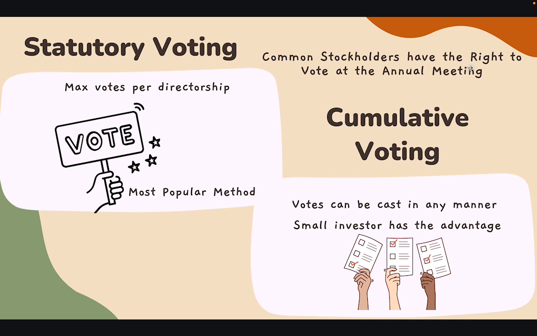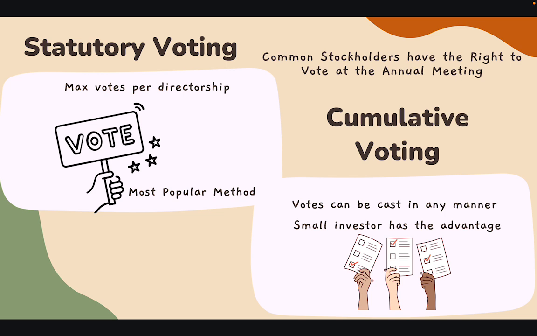Okay, so as I said, common stock has voter rights, and there are two types of voting rights, two ways that they allow for voting among common stockholders. One is a lot more popular than the other, but both of them should be known. Common stockholders have the right to vote at the annual meeting, and they do not have to be present, so they can vote by proxy.